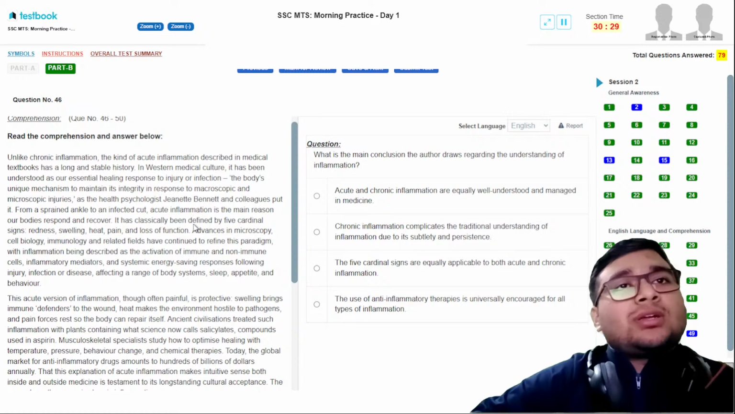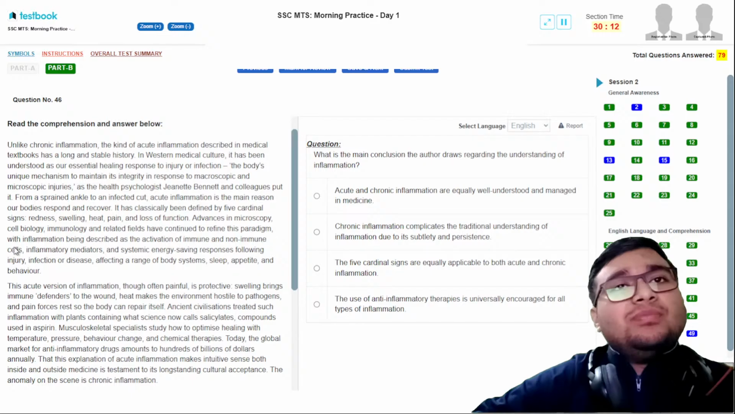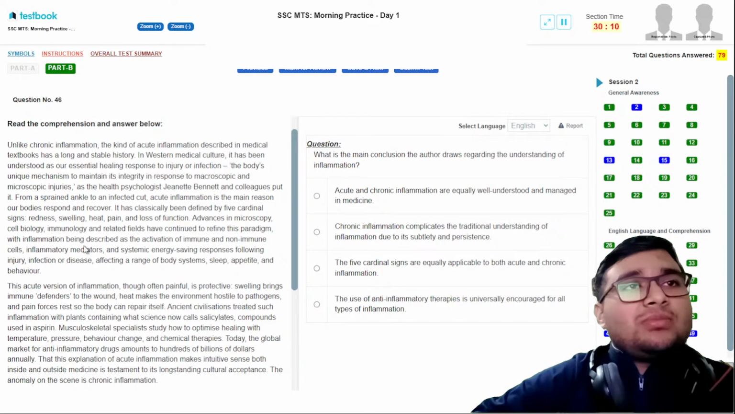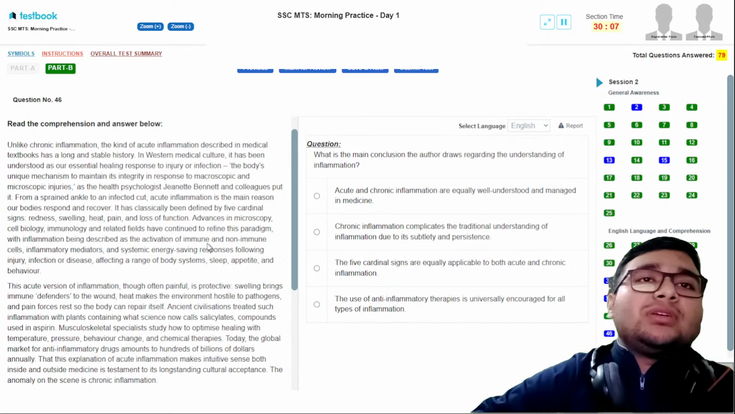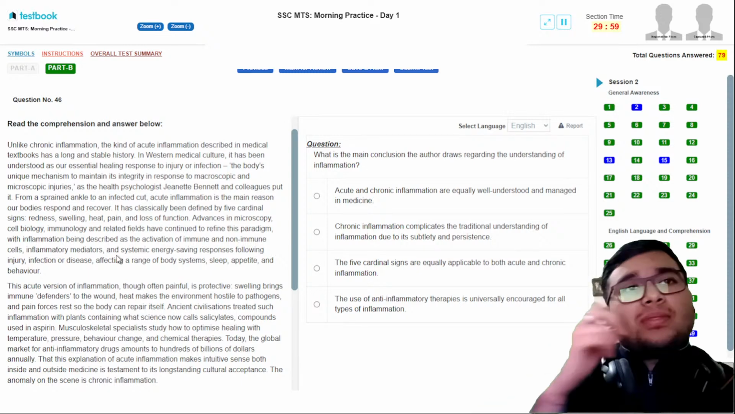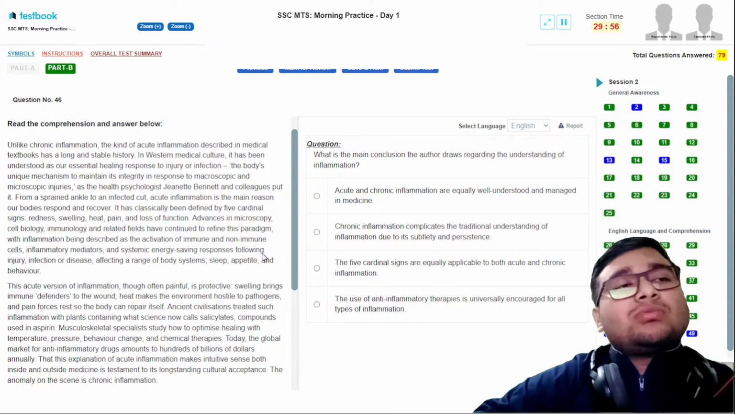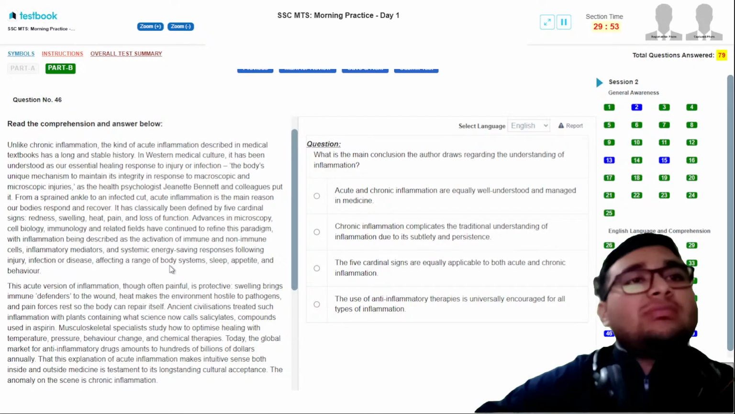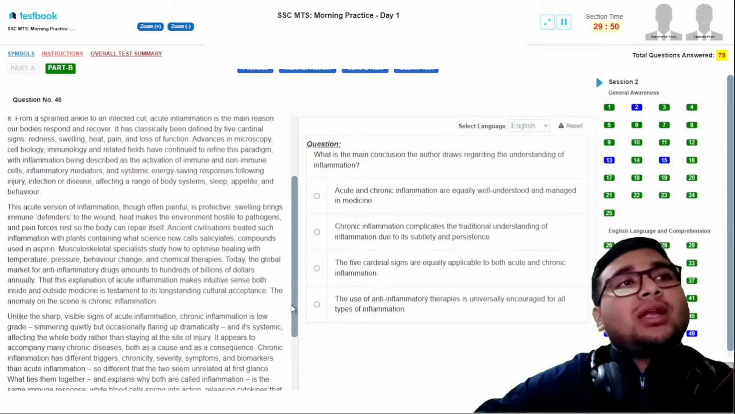It has classically been defined by 5 cardinal signs: redness, swelling, heat, pain, and loss of function. Advances in microscopy, cell biology, immunology, and related fields have continued to refine the paradigm, with inflammation being described as the activity of immune and non-immune cells, inflammatory mediators, and a systemic energy-saving response following injury, infection, or disease, affecting large body systems, appetite, and behavior.